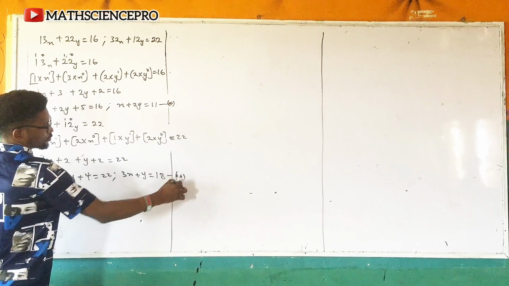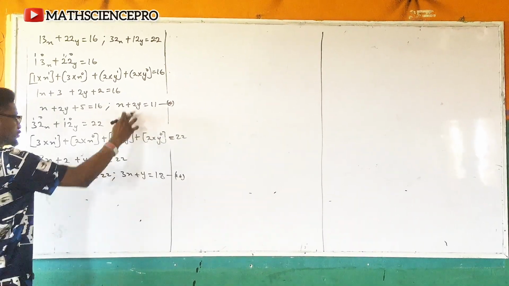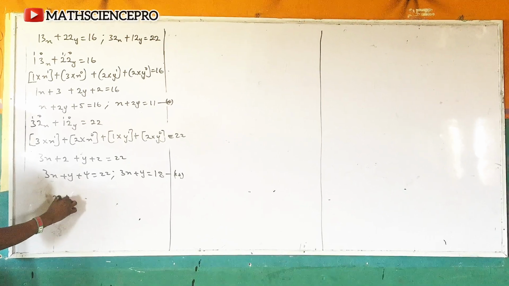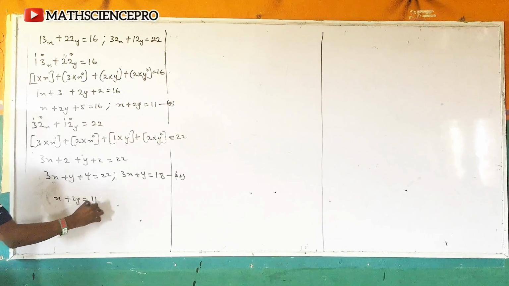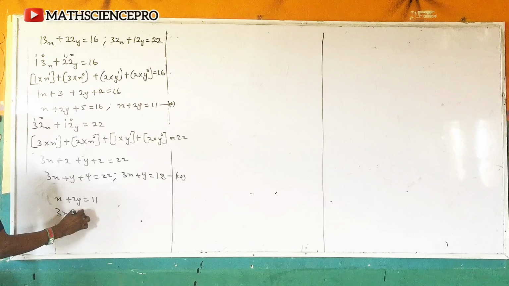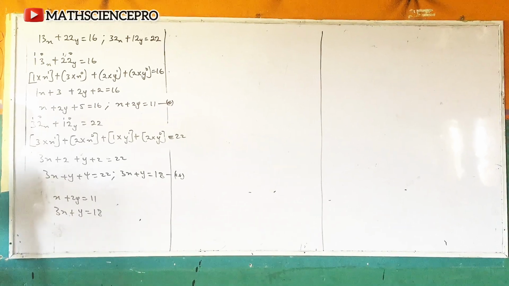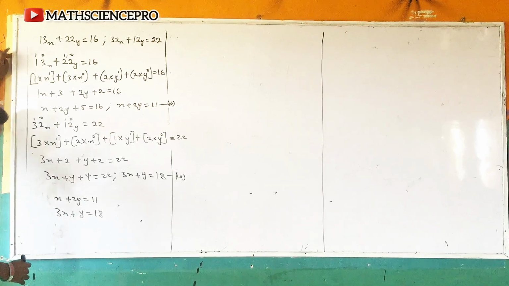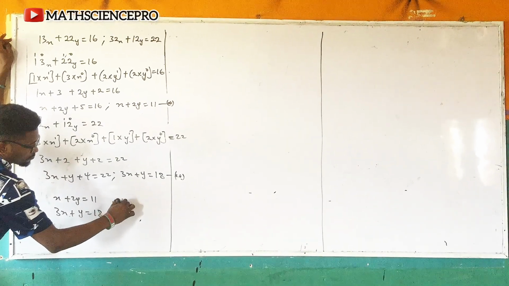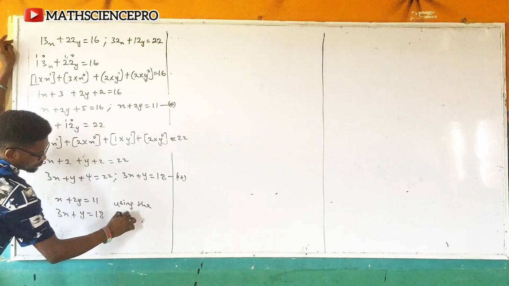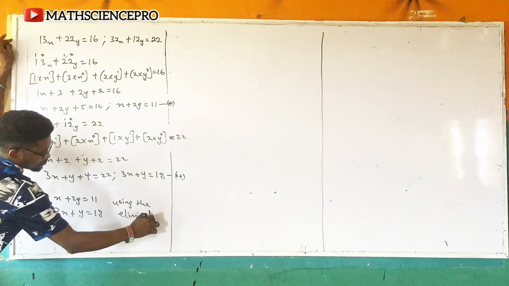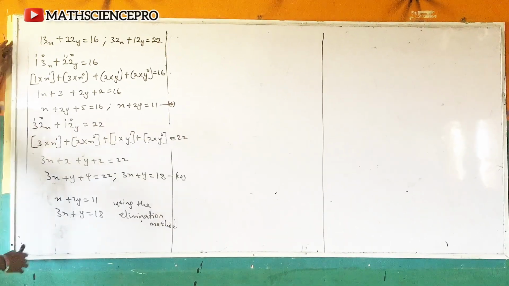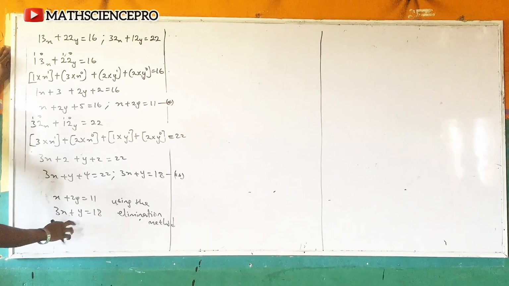This can be the second equation. So I'll work on these two equations simultaneously to get my x and y. So x plus 2y equals 11. 3x plus y equals 18. Whatever method I want to use, I can say, okay, let me use the elimination method. Using the elimination method, let me eliminate y.